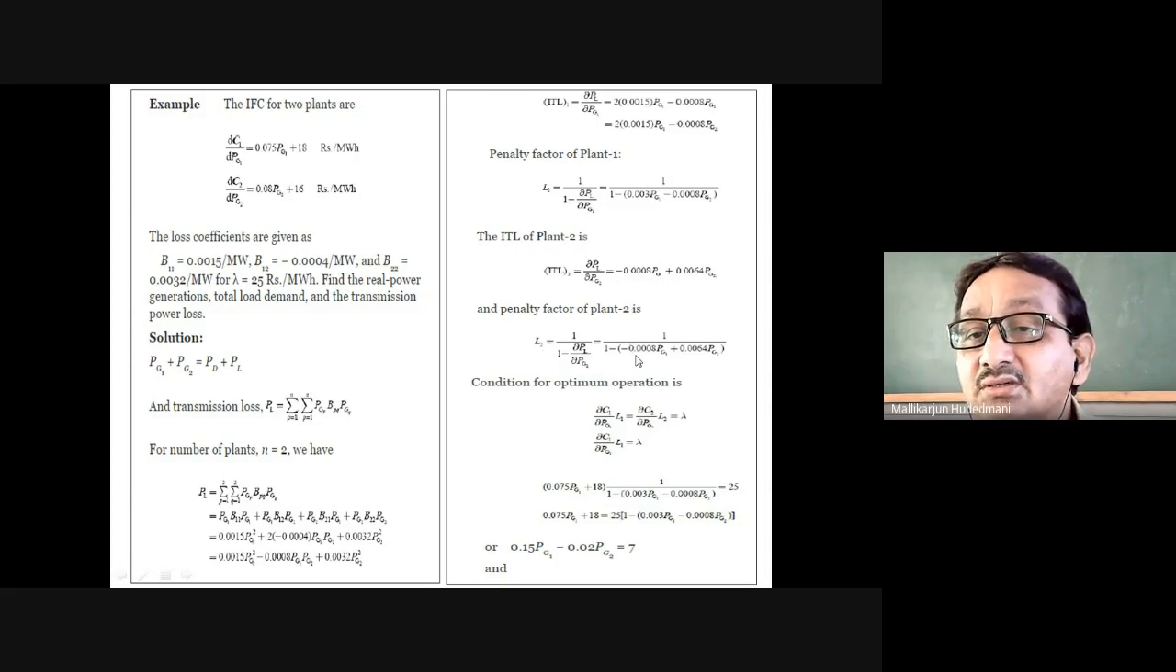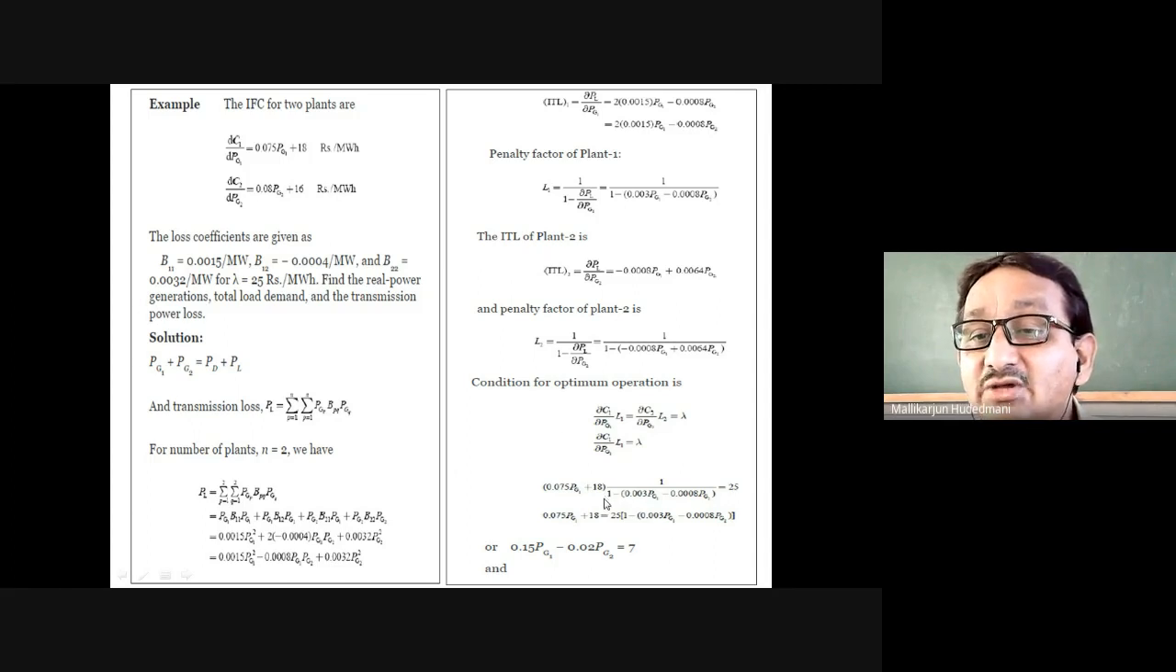When you have got the penalty factor of plant 1 and of plant 2, you just check the condition. The condition for the optimum operation is dC1 by dP1 into L1 must be equal to dC2 by dP2 into L2, must be equal to lambda. System lambda, the commonly accepted cost of production. Therefore, I will make the product of dC1 by dP1 and L1 equated with dC2 by dP2 and L2, equated with what value? 25 rupees per megawatt hour, given. They must abide by a common lambda of 25 rupees per megawatt hour.